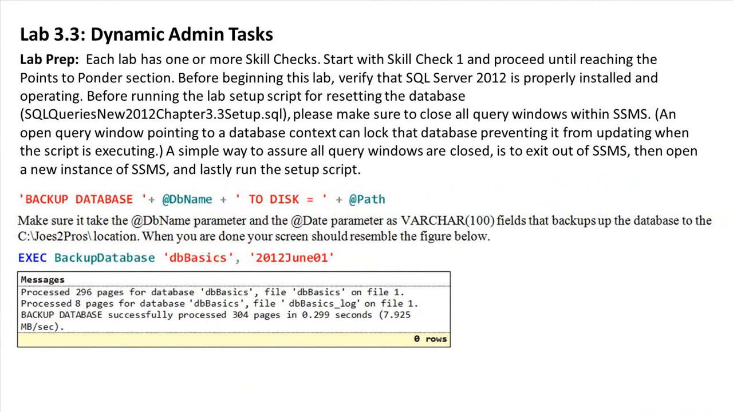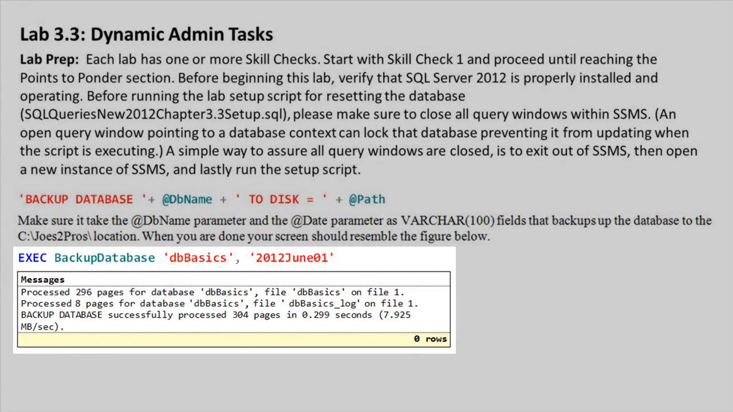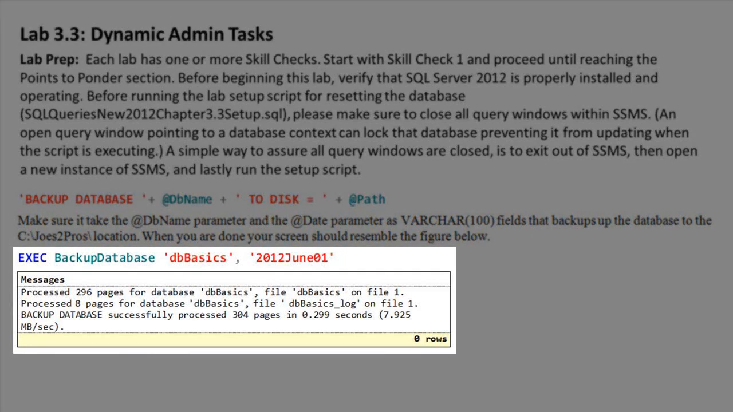Lab 3.3, Skill Check 1. Create a stored procedure called backup database from this code that takes the @dbname parameter and the @date parameter as a varchar 100 field that backs up the database to the C:\Joes to Pros location. When you're done, your screen should resemble the figure you see here.